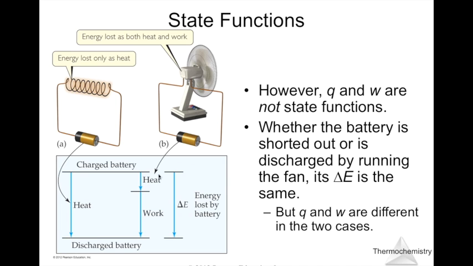But if we're running the fan, yeah, we're going to get some heat too, but most of it's going to be done by work in turning the blades, right? So you have the same delta E no matter what, but the heat and work are going to be different. The path does matter in this case. If you've got less work, you're probably going to have more heat. If you have more heat, you're going to have less work. So that is not a state function. That does depend upon the path.